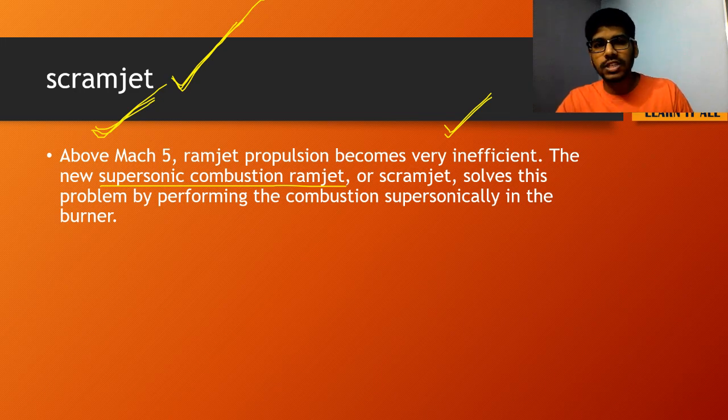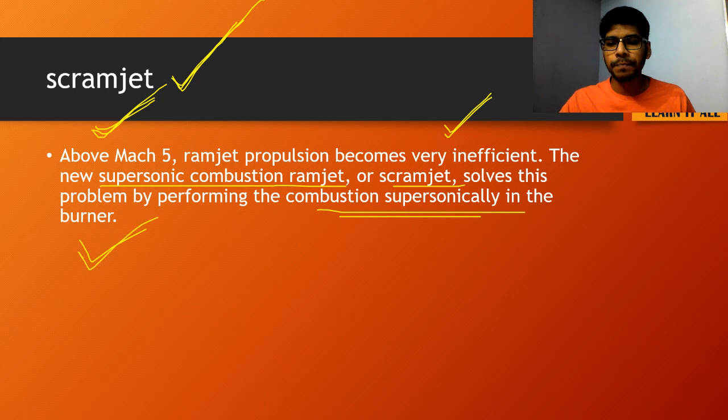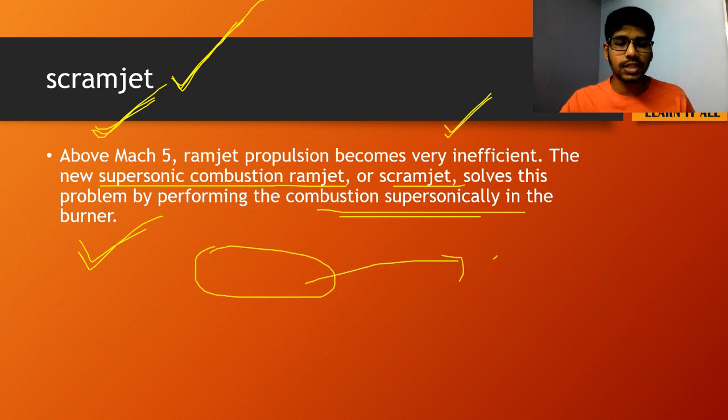So the air flowing through the scramjet engine is also moving at a supersonic speed, rather than being reduced to the subsonic speed. The scramjet solves the problem by performing the combustion supersonically in the burner. Whereas in the ramjet engines, obviously the supersonic speed has to be reduced to the subsonic, and then the combustion has to take place.